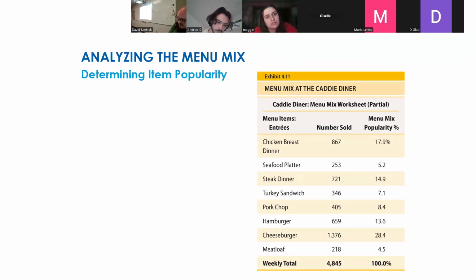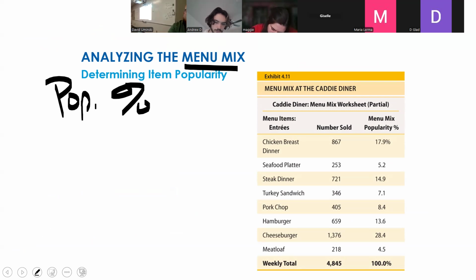This is number 10, on the last. The menu mix or popularity percentage. Those two terms are interchangeable. It basically tells us how popular an item is on our menu.